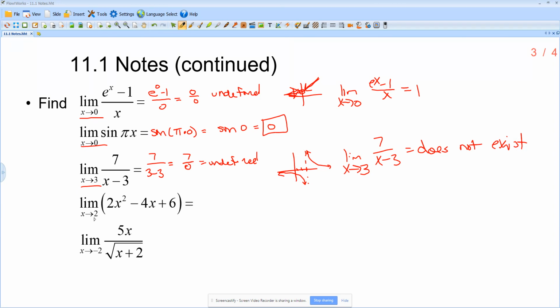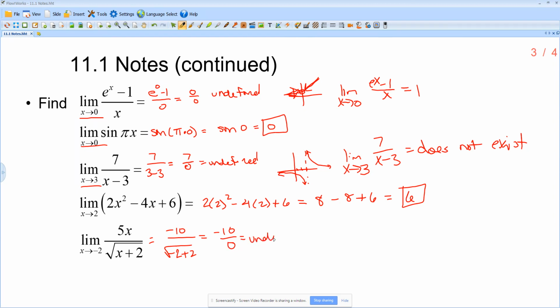Here, I'm substituting 2 in, so I get 2 times 2 squared minus 4 times 2 plus 6. 2 squared is 4, times 2 is 8, minus 8 plus 6, so I get 6. Again, no issue there. I was able to substitute that in. That is my limit. Here, if I substitute in, I get negative 10 over the square root of negative 2 plus 2, which is negative 10 over 0. And again, in this case, I get undefined.